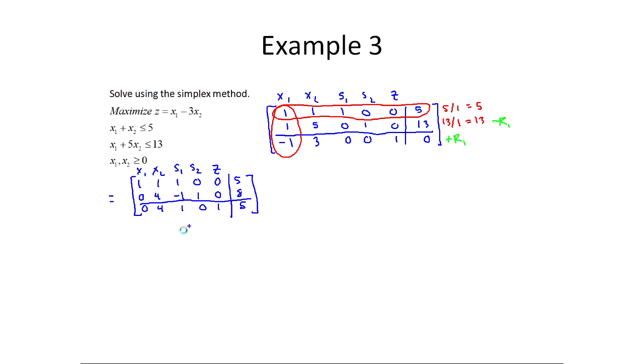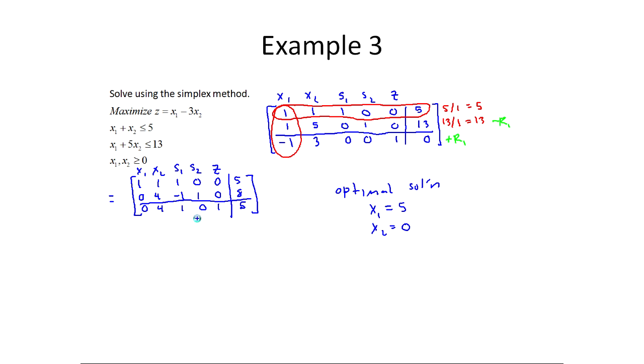How do I read this off? Well, if you have a unit column, you're looking for where that 1 is. So this is telling me x1 is equal to 5. Okay, so we have an optimal solution. x1 equals 5. And now x2 is not a unit column, which means it automatically is 0. And now s1 is 0 and s2 is 8, but we don't care.